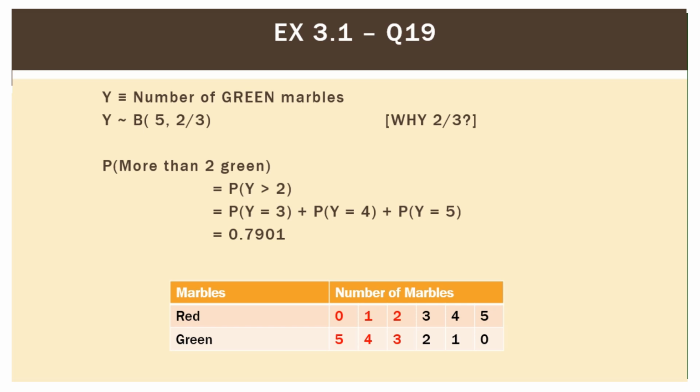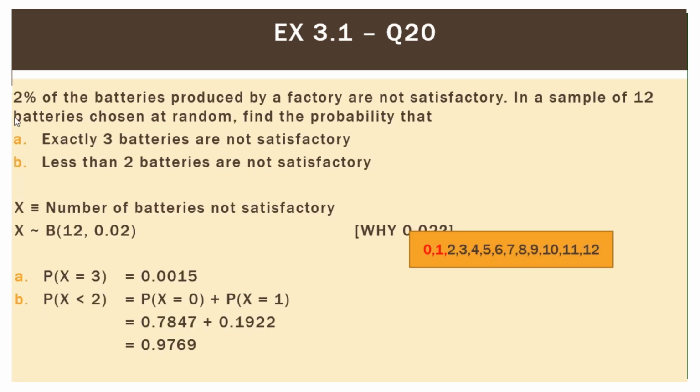Or the other way to do it is like this. I'd rather you do it this way. Number of green marbles, you write a new event, the Y will be 5, the P will be 2/3. It's easier actually, more than 2 green, no need to think the other way around. More than 2 green, 3, 4, 5, just add up. Okay, all right, so this is also okay.